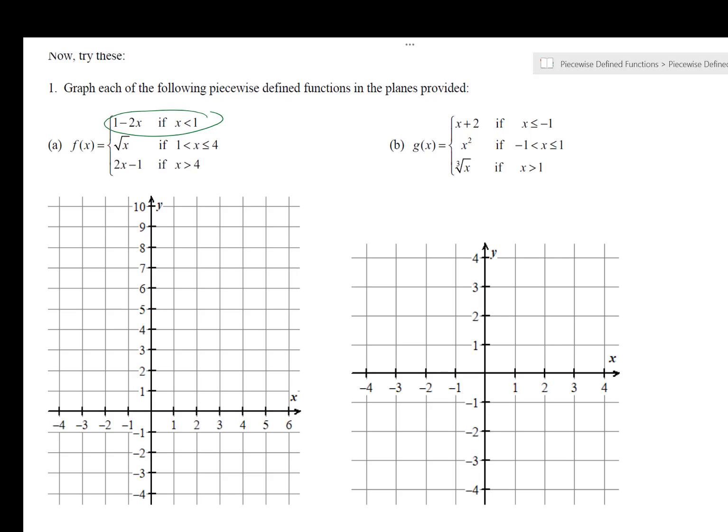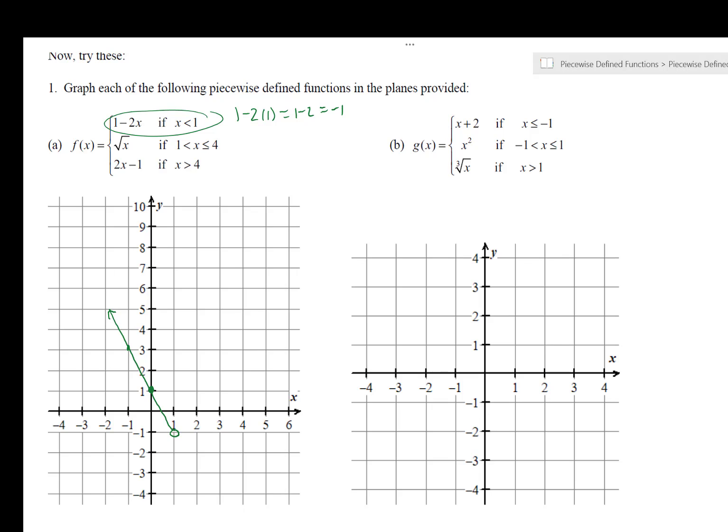So I go to 1. If I were to evaluate that at 1, notice that 1 minus 2 times 1 is 1 minus 2, which is negative 1. And so I'm going to draw a hole, a little circle at (1, negative 1), because I know it only behaves like this to the left of 1. If x was 0, we'd be at 1. If x was negative 1, we'd be at 3, and so on and so on. I get that line there, like so.